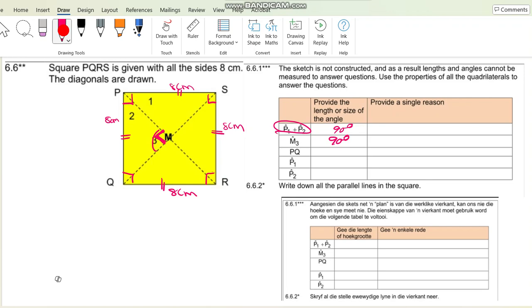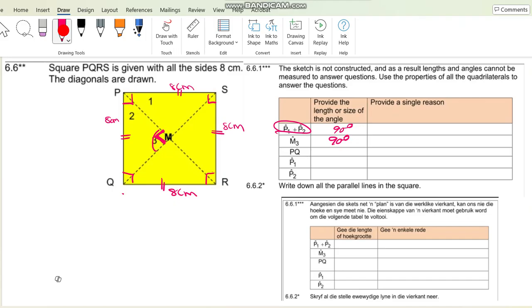PQ, so that means this side. The 8 centimeters, it's already been given to me. But what would be the reason? All sides are the same length. Alle kante van 'n vierkant is dieselfde lengte.